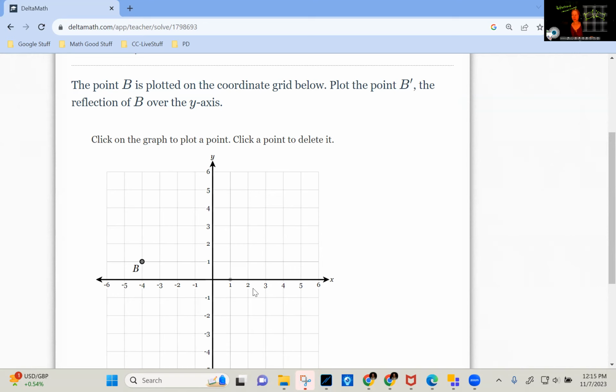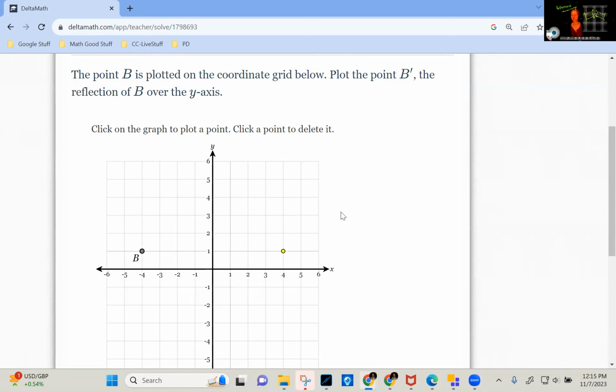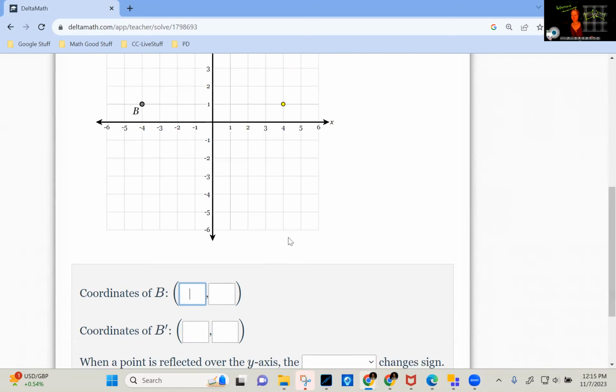So I have to remember, this is my x, this is my y. If this is my mirror, I need to have it somewhere over here. So I'm going to count 1, 2, 3, 4. So B is 4 away from the axis, and my B prime is going to be 4 away from the axis. The coordinates of B are -4, 1. The coordinates of B prime, my new point, are 4, 1.